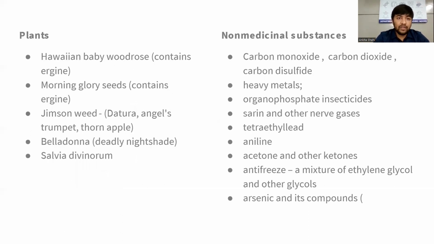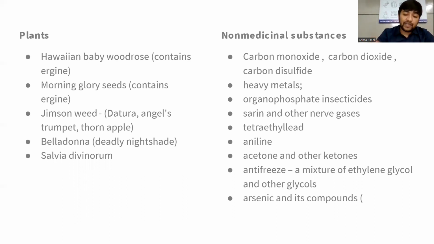Antimalarials, mepacrine, can also cause psychosis. There have been reports. When you think about plants, you think about Hawaiian baby woodrose, morning glory seed, Jimson weed, belladonna. All of these can cause psychotic symptoms. In non-medicinal substances, carbon monoxide, carbon dioxide, carbon disulfide, heavy metal poisoning, organophosphate, insecticide, sarin and other nerve gases, aniline, acetone and other ketones, antifreeze, which is a mixture of ethylene glycol and other glycols, arsenic and its compounds.